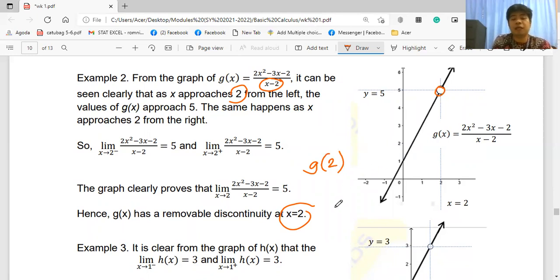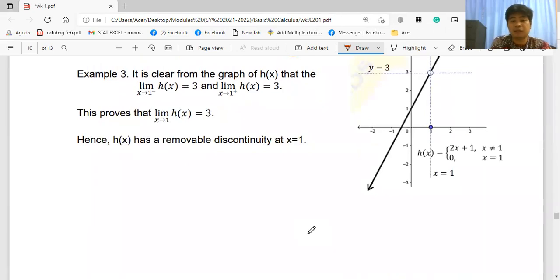Pero pag i-check mo yung left and right, no? The left and right continuity, pareho ang pupuntahan or limit. They go to 5. So, ibig sabihin, the two-sided limit, no? Of that given function as x approaches 2 is 5. Hence, we can say that g of x has a removable discontinuity at x that is equal to 2.